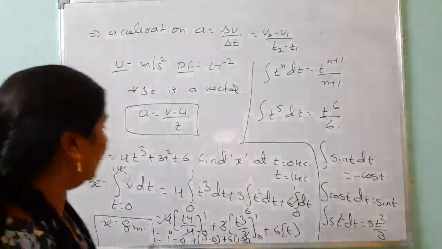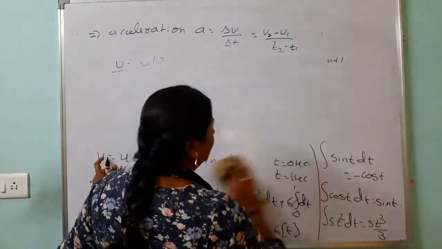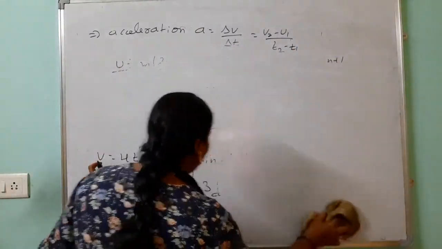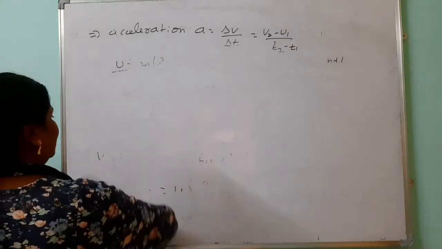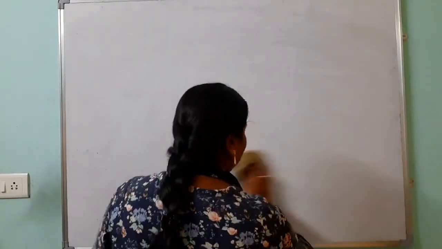Then our further concept is equations of motion. Now we know what is the distance, what is the speed, what is the displacement, what is the velocity, acceleration. Based on that, whenever the body is having straight line motion, for finding the acceleration, velocity, displacement, initial and final velocities, we are using the four equations of motion.